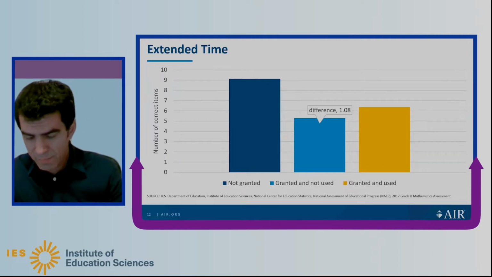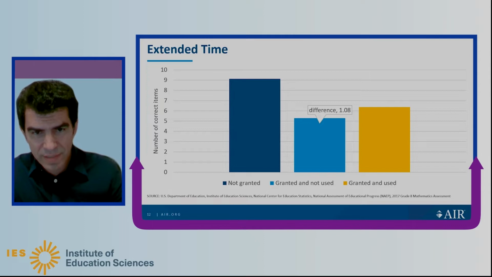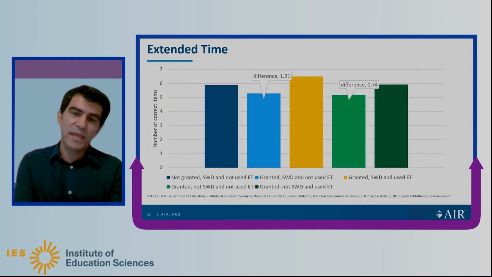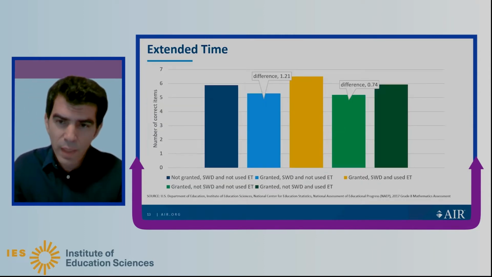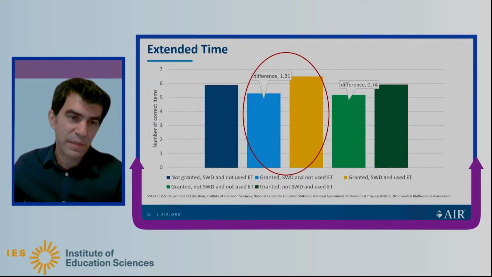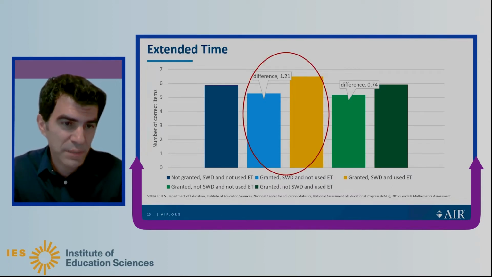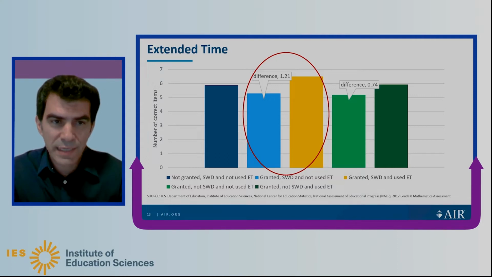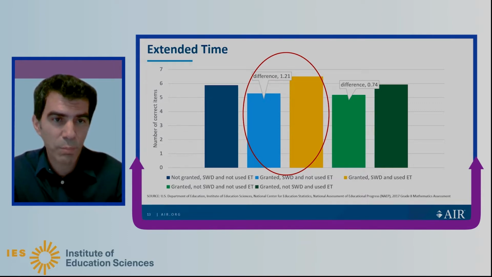In the next slide, we're going to further break this down by the disability status of the students. Let's focus on the first comparison here. This shows a comparison between students with disabilities who used extended time versus who did not use extended time. The blue bar shows who did not use extended time, and the gold bar shows who used extended time. On average, students with disabilities who used extended time scored 1.2 points higher than those who did not use it.